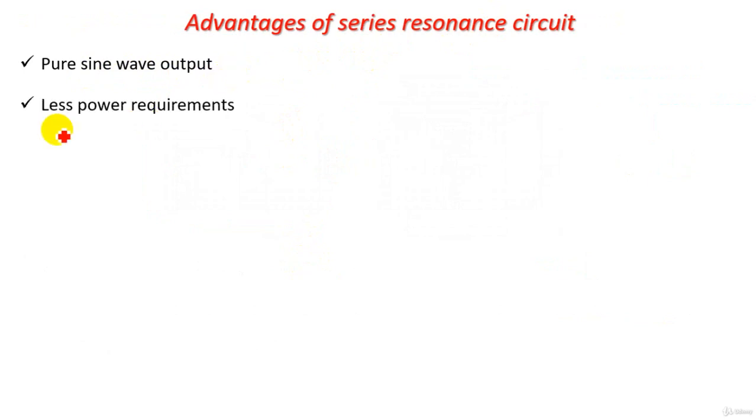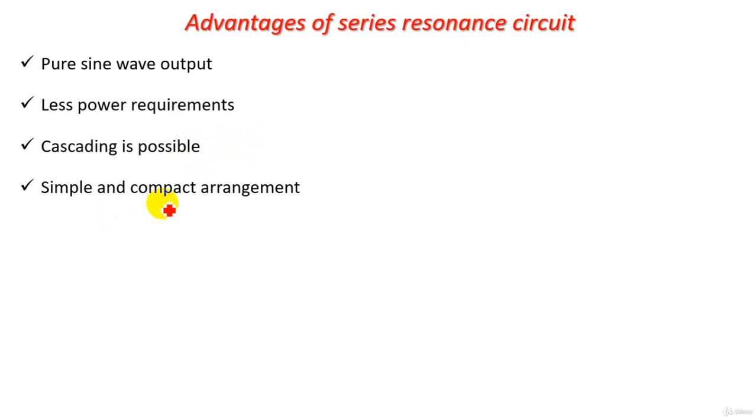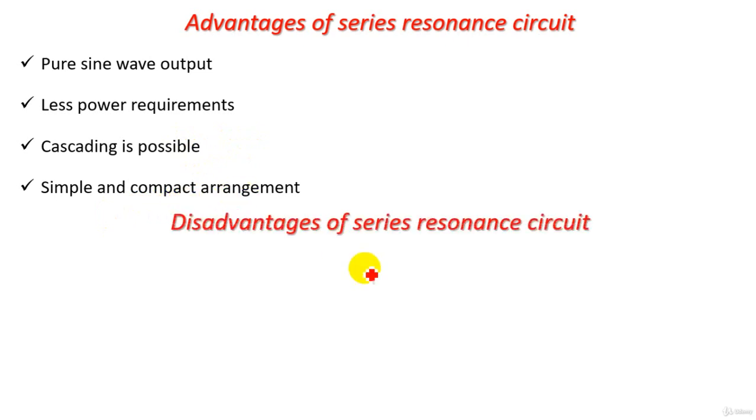Advantages of the series resonance circuit. First, a pure sine wave output is obtained, with no harmonics in this method. Less power is required. Cascading is possible to produce very high AC voltage, and it is a simple, compact arrangement.